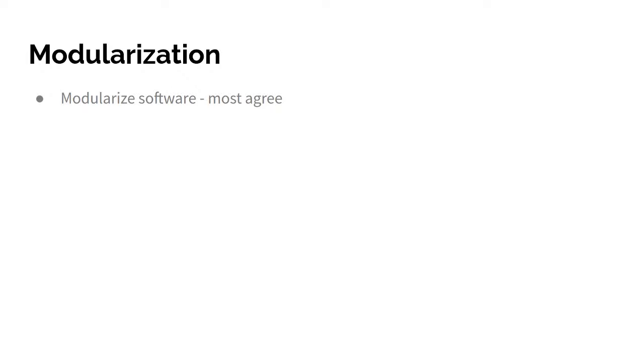One really important idea is modularization of software, and most agree that this is a good idea. Your code should be split up into separate modules that focus on some particular area. This is to avoid monoliths, as it is called. So this is an almost universally accepted idea in software development.